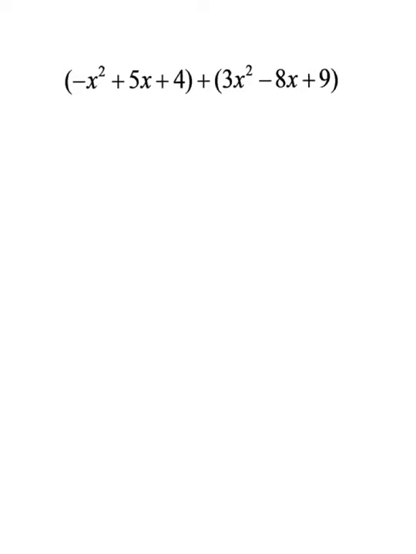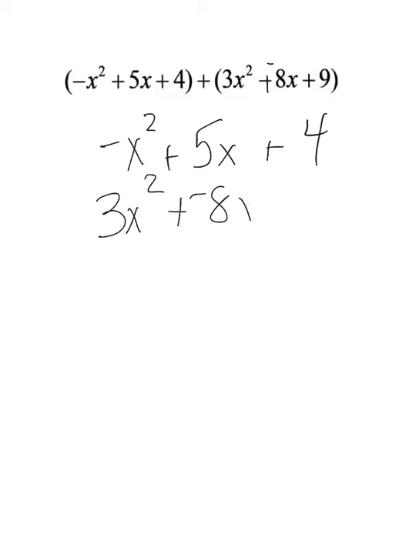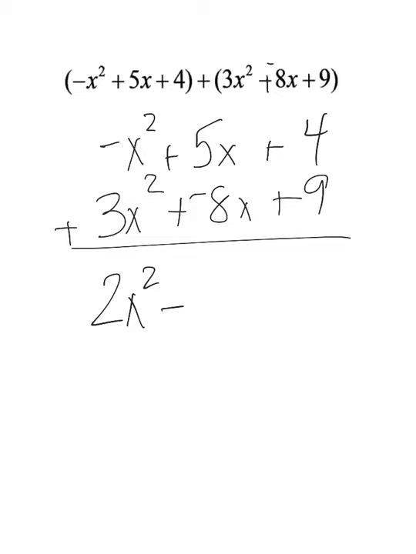All right, so hopefully you guys did it on your own. I'm going to do my vertical method. My first term. Then underneath it, I'm going to write my second term. I'm going to add the opposite up here, though. 3x squared plus negative 8x plus 9. And I'm going to add those together. I've put like terms above one another. 2x squared minus 3x plus 13.